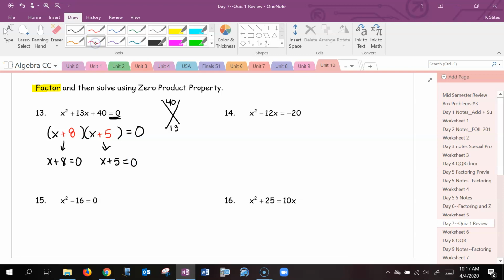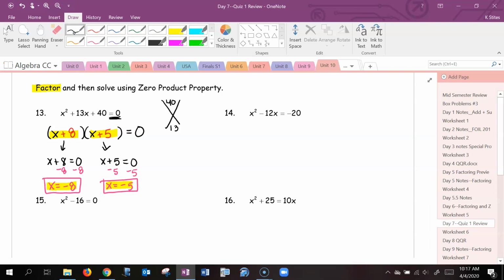And then we'll use our inverse operations. I'm going to subtract 8. I'll get x equals negative 8. I'm going to subtract 5. X equals negative 5. And again, what you should notice is your factor is the opposite of your solution, or your solution is the opposite of the factor. Okay? All right, number 14.